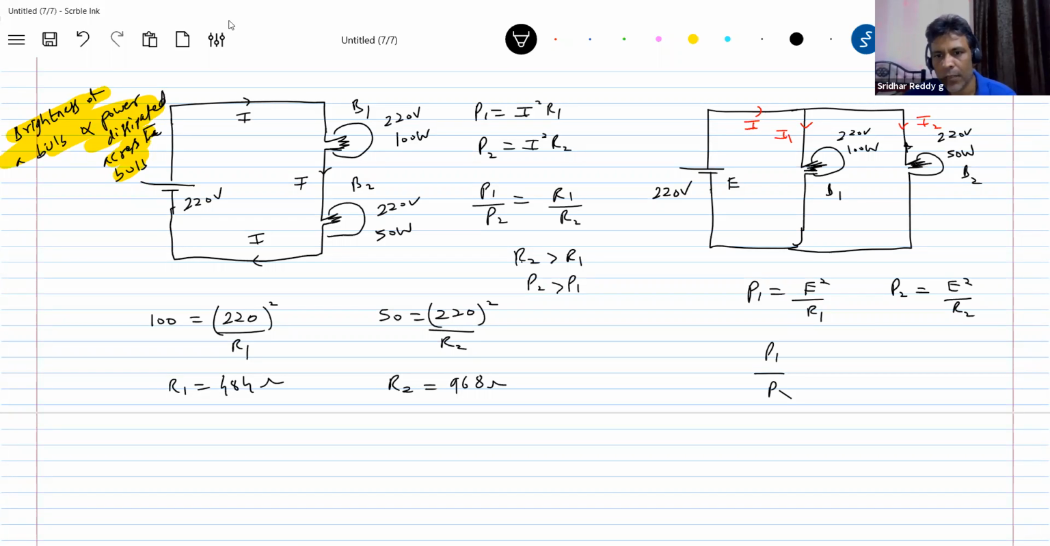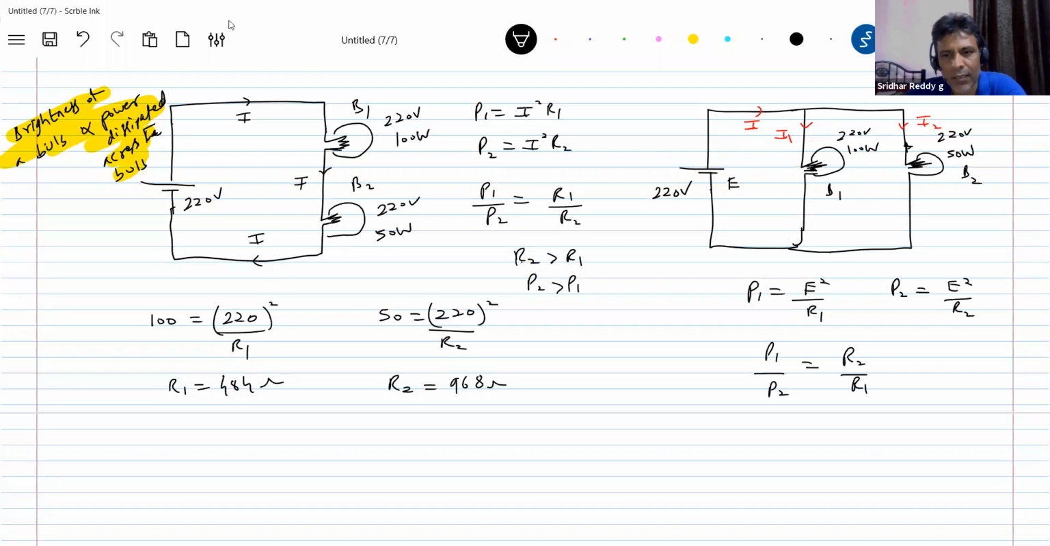So P1 by P2, R2 by R1. Again the same. R1, R2 will it be same or different? Anybody? The resistance of bulb will not change. When you connect them in series or parallel, the resistance depends on what? It depends upon the material of the conductor.